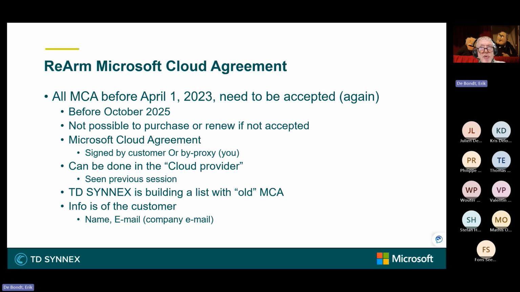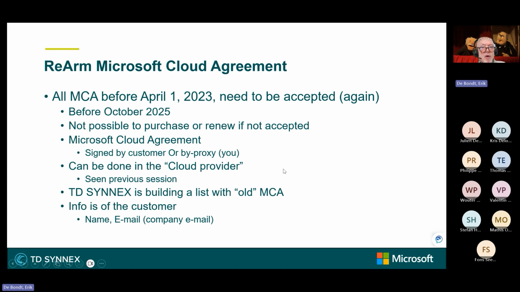You're going to get a list from us. We're still building it because the list we have today is not exactly correct. We're going to send you lists saying, look, this customer's MCA is old and needs to be re-signed. The info is of the customer, so the name, email, and a company email address. So no Hotmail, Gmail, whatsoever. It needs to be a company email address that is listed in the acceptance, basically on all details.